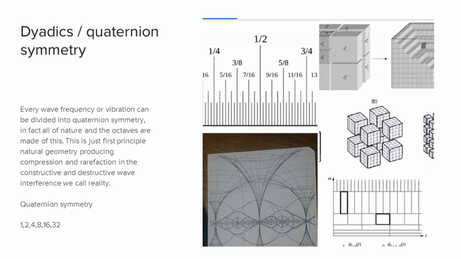So the dyadics or two-adics, you can see Walter's cube field here, the cubic field. Every wave frequency or vibration can be divided into quaternion symmetry, which is just quartering the symmetry. That's what the whole first filament is: quaternion symmetry. That's what all computers are based off of, that first filament and our binary networks. So that's not even getting onto any more filaments yet. This is just the first principle, natural geometry producing compression and rarefaction, but it also produces the constructive and destructive wave interference that we call reality.